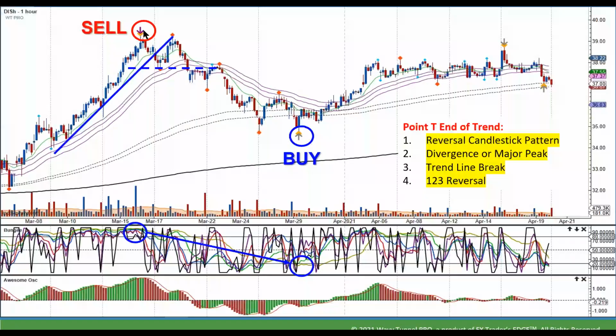A 1, 2, 3 reversal is when price moves down from a high, price moves back up without taking out the previous high, then moves down and takes out this swing low. This is also a double top pattern. Very often you see classical technical analysis patterns in Elliott wave analysis. So this is where we would trigger the trade.